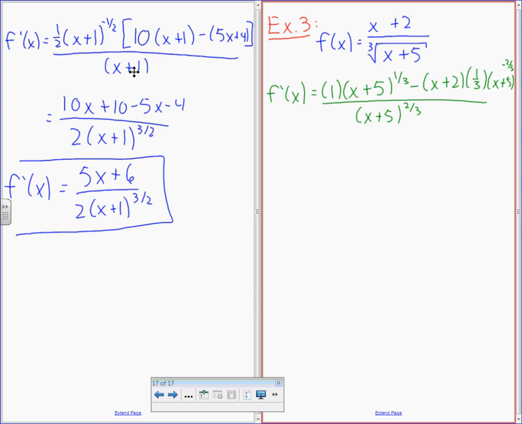Now, here is the magical question. What am I taking out as a common factor? Can I get some brave soul to tell me the 2 things that I'm going to take out as a common factor? I'll start with my number. What number am I factoring out of both of those? 1/3. Good.